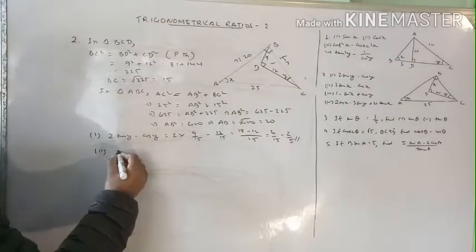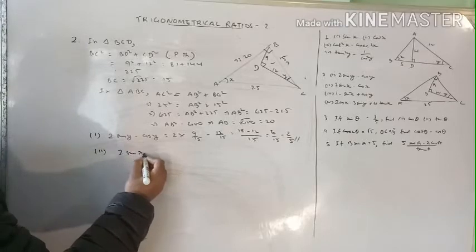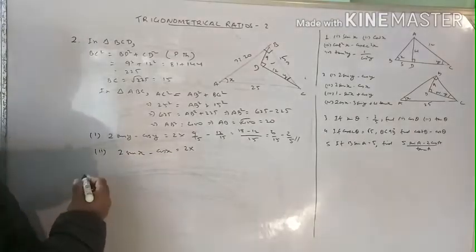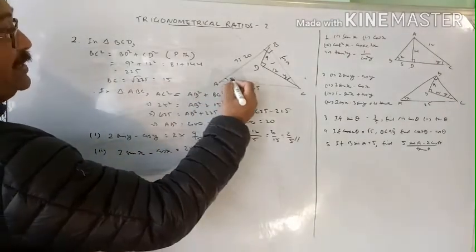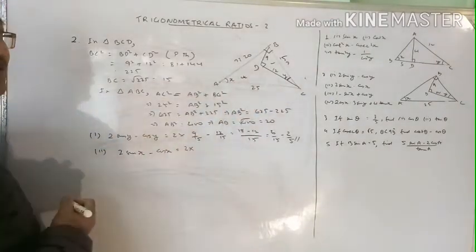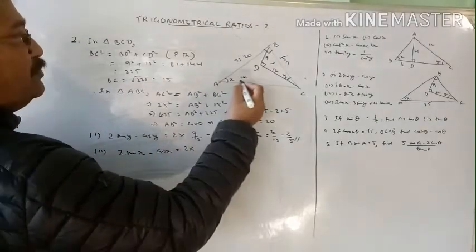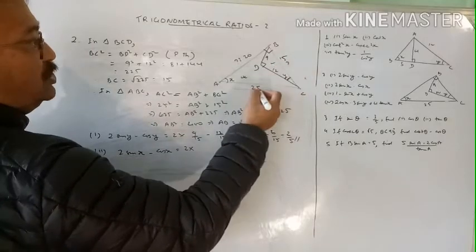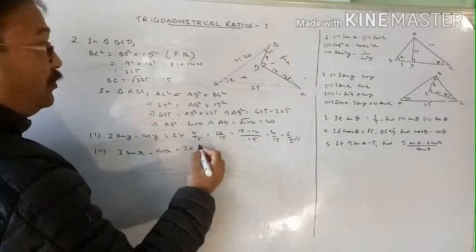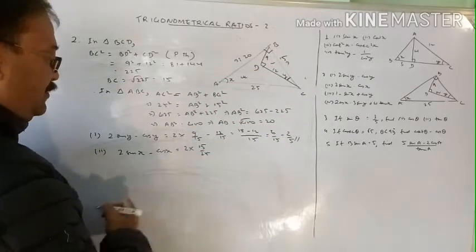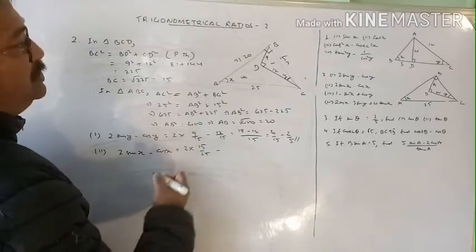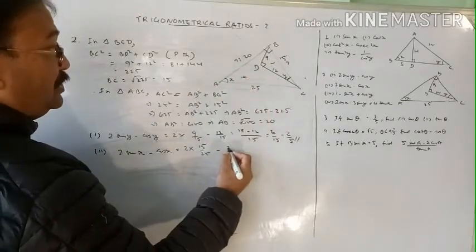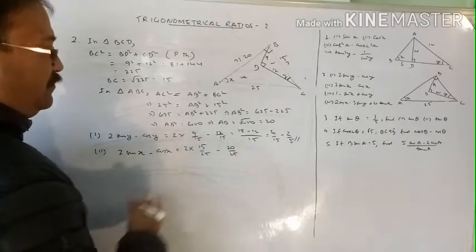Next question is 2 sin x minus cos x. So 2 into sin, sin is P by H. Now the angle is x here, so we have to take this triangle. So 2 sin means P by H. This is the right angle, so this is P, this is H. So 15 by 25 minus cos x. Cos is B by H, so that is 20 by 25.